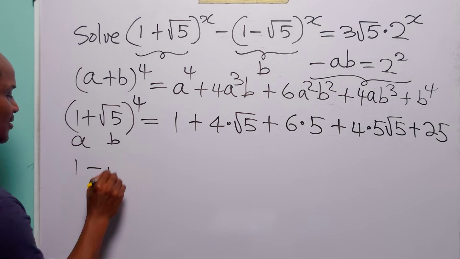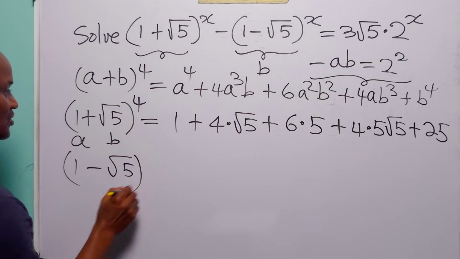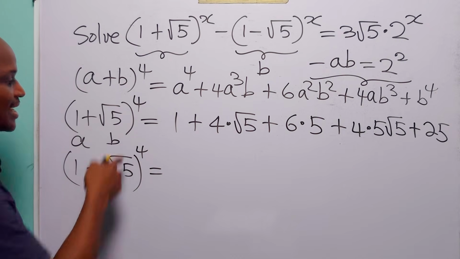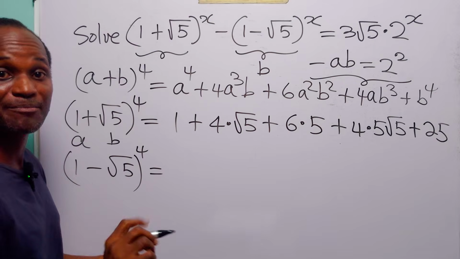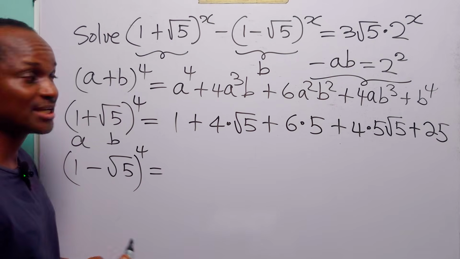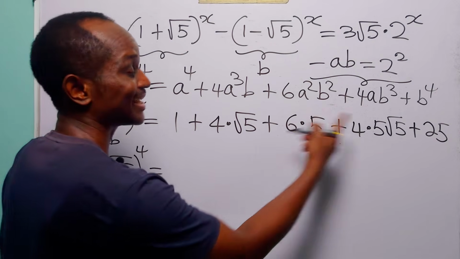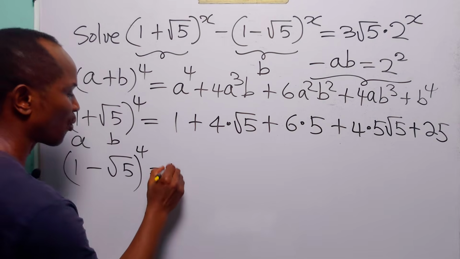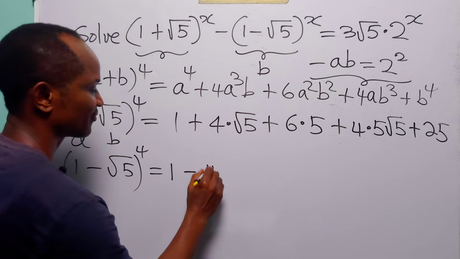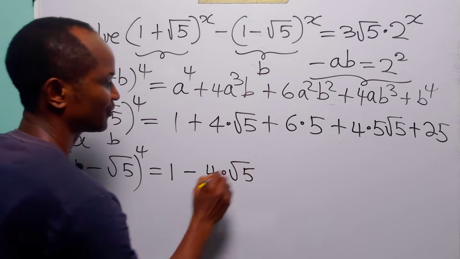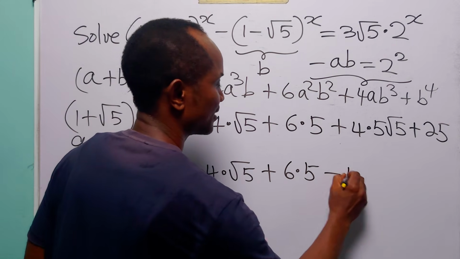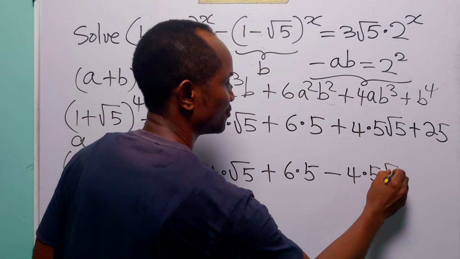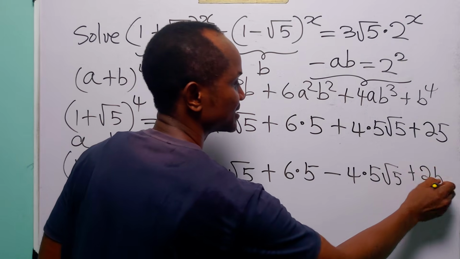And also, we need to find the expansion of this. So that is (1 − √5)^4. Now, the expansion of this and the expansion of this have exactly the same quantities. The only difference is that here we have to alternate the signs. So we have 1 − 4√5 + 6 times 5 − 4 times 5√5 + 25.